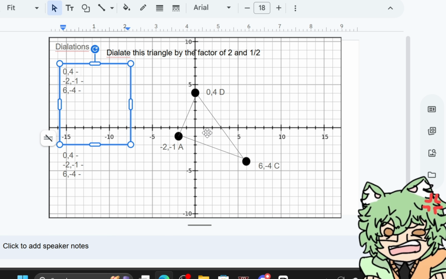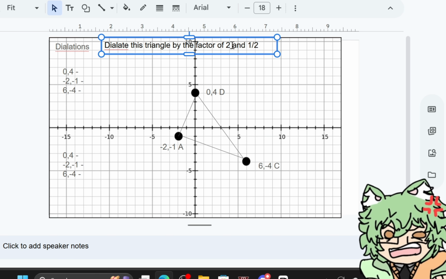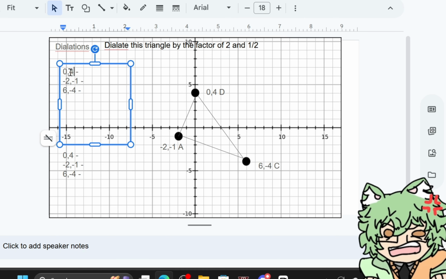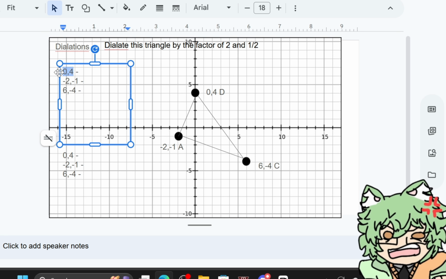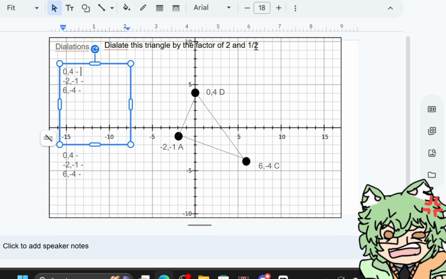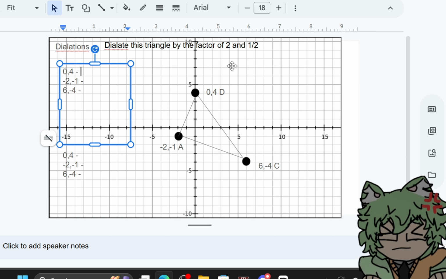When you dilate by a factor of 2, you multiply both of the values, not one, but both of the values, by the factor. You will always multiply it. Never divide. Actually, yes, divide, but in simple terms, multiply.